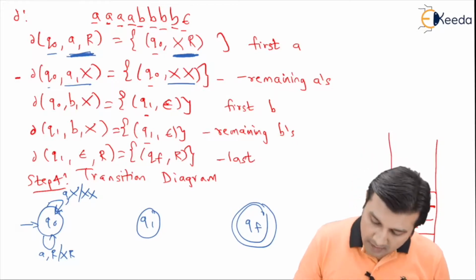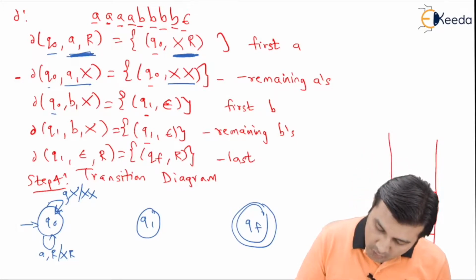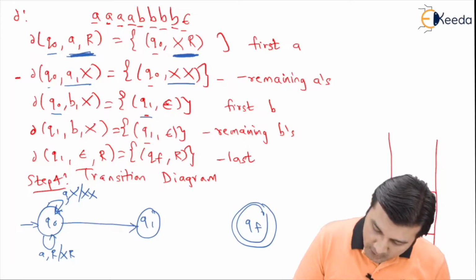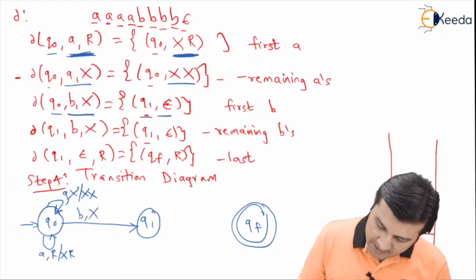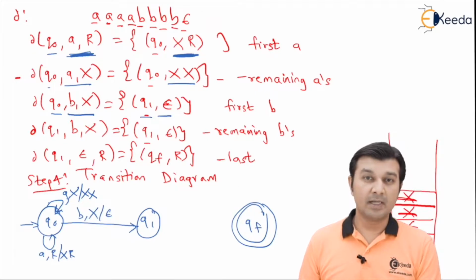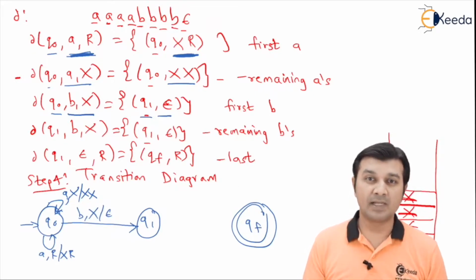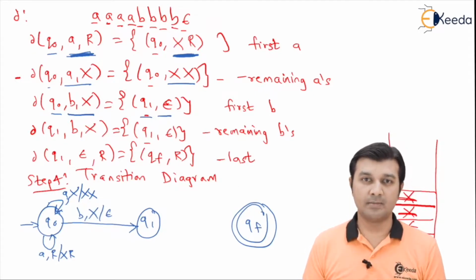Going down, next I have q0 to q1. So let me draw a line over here, and I have to copy over here b comma x slash epsilon. So b comma x slash epsilon. So friends, it is ditto copying of the transition function to the diagram, right?